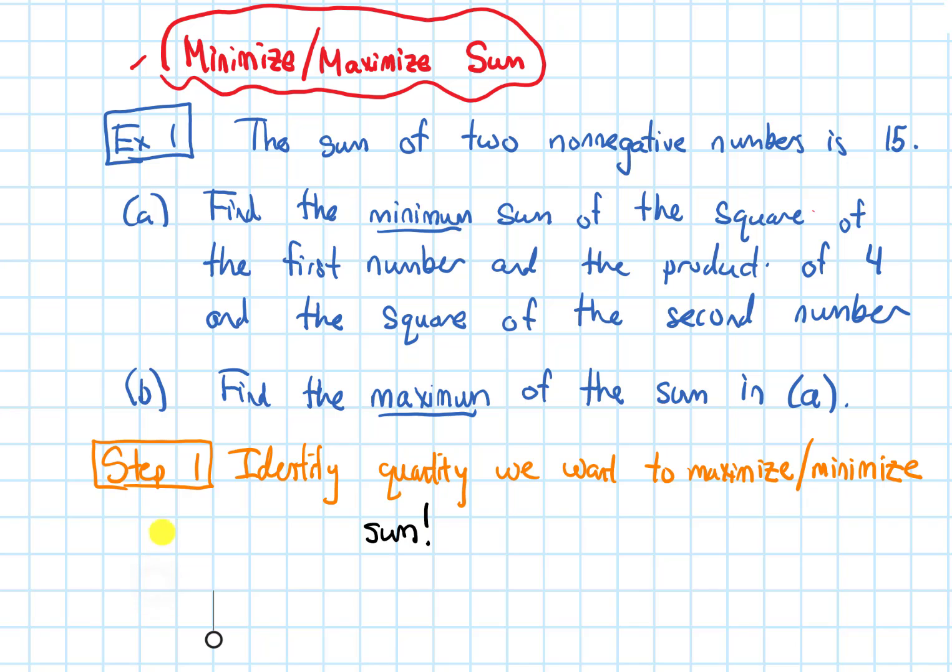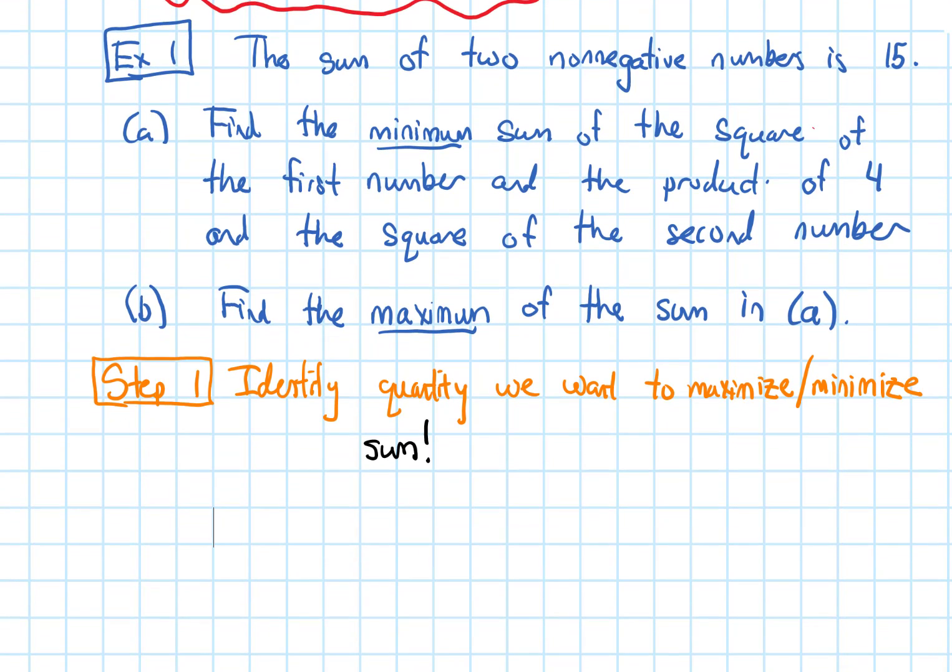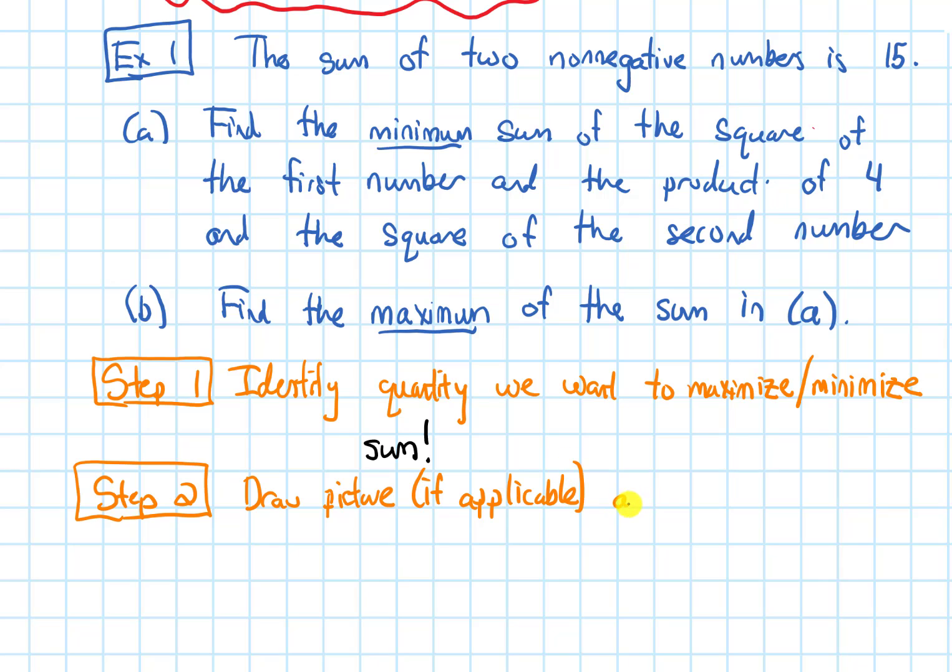All right, so we are on to step 2. We've identified the thing that we want to maximize or minimize. We are ready for the next step. So step 2 is much like with the related rates. We draw a picture, if applicable, and we assign variables.